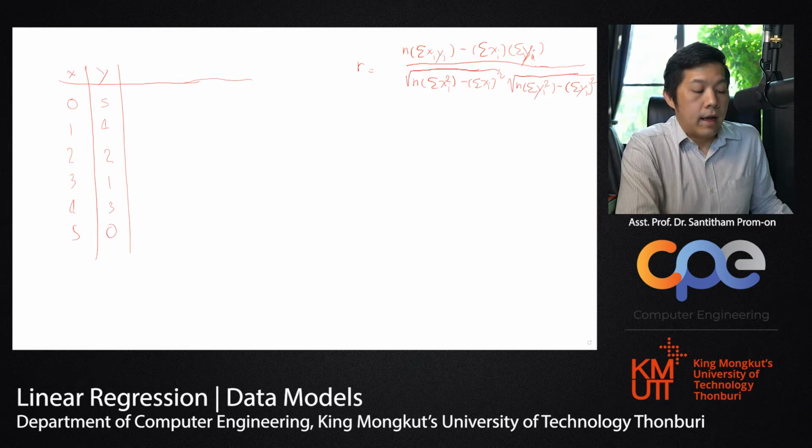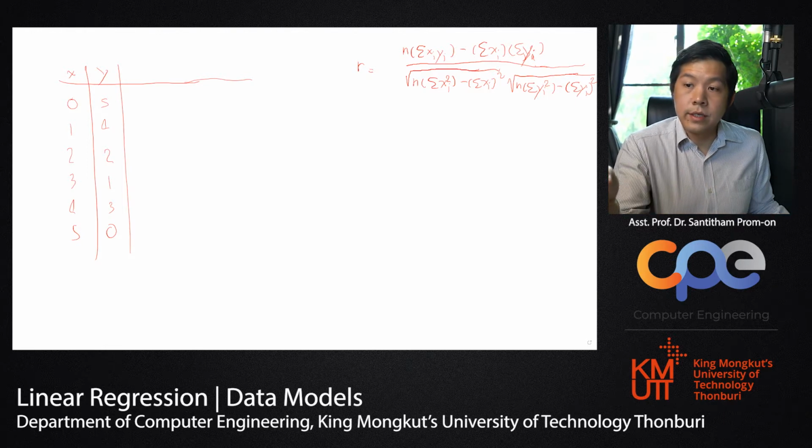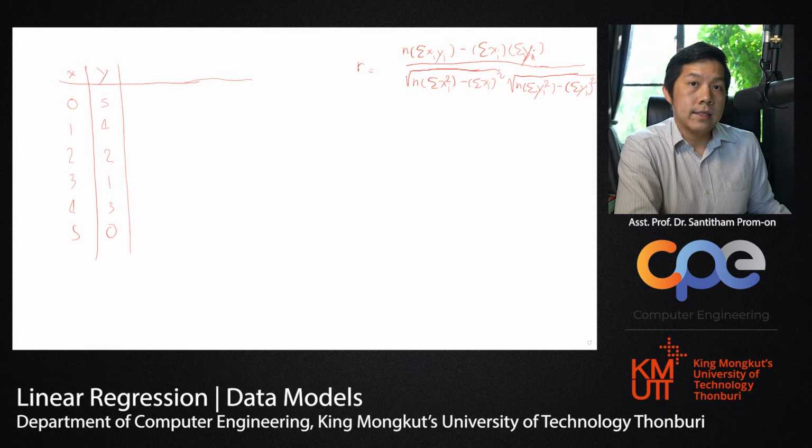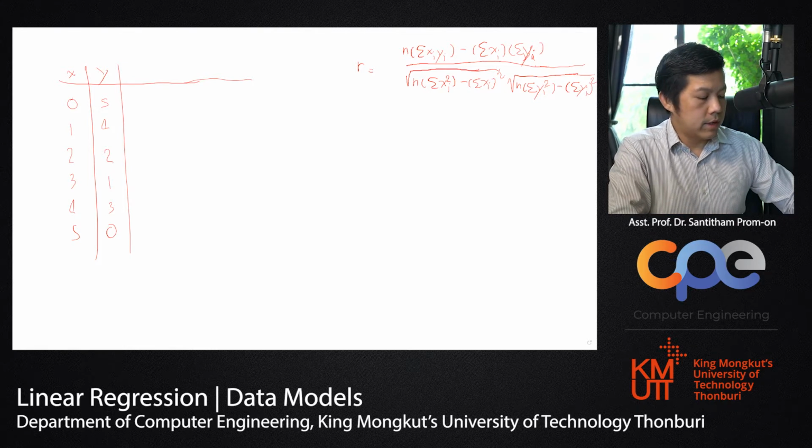And I'm now going to use this equation to compute the correlation. This can be done easily because you can see that from the equation there are elements that you can just pre-calculate. For example, you can do the summation of xi and summation of yi. Summation of xi would be 15. Summation of yi would be 15.